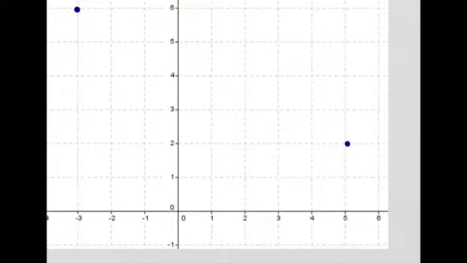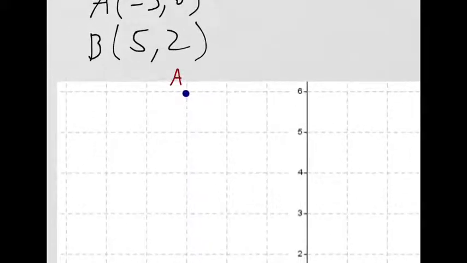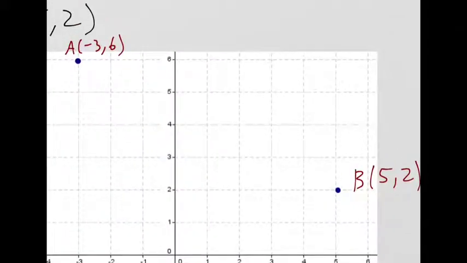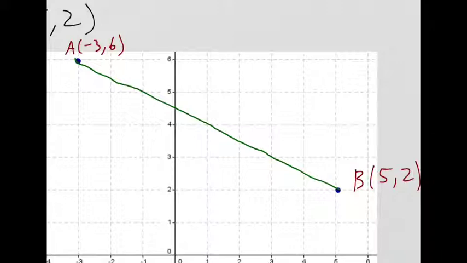And we're going to label one of those dots A, and the other dot B. And we're going to find the slope made by connecting those two points. Okay, so I'm going to connect them together. That's a little better. Alright. How do I find the slope of that line?